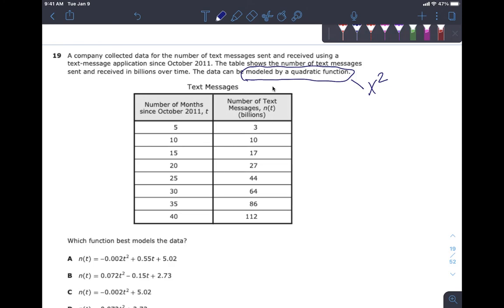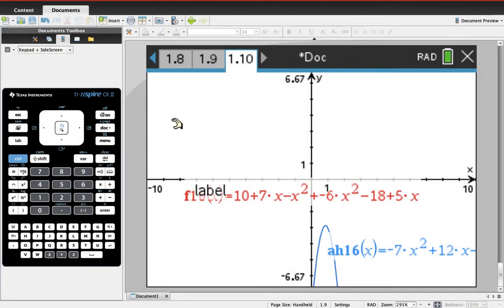Okay. So first of all, x, y, right? Now, here's the thing. This is going to be exactly, 100% exactly like running a linear regression, except we're going to pick a quadratic regression, okay? This is not something I would suggest you do by hand because this is really, really complex, okay? So I want you to most definitely use your calculator on this one.